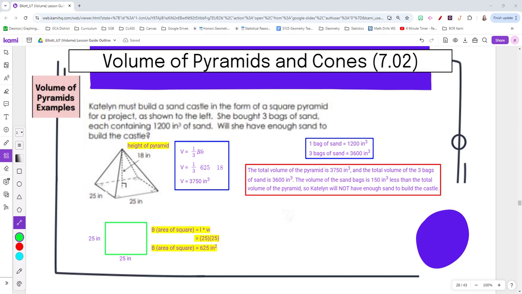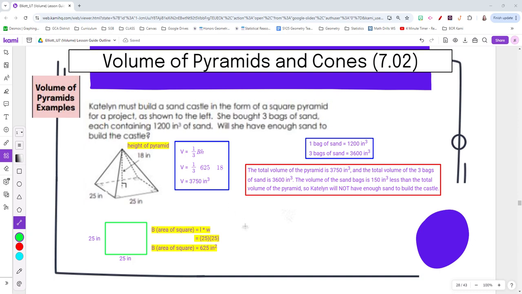It does have a square base. So at the bottom here, we are simply figuring out the area of the square. When I figure that out, it gives me 625 inches squared. I'm then going to put that back into my volume formula, which is 1/3 big B times H. And that is going to give me 3,750 inches cubed.